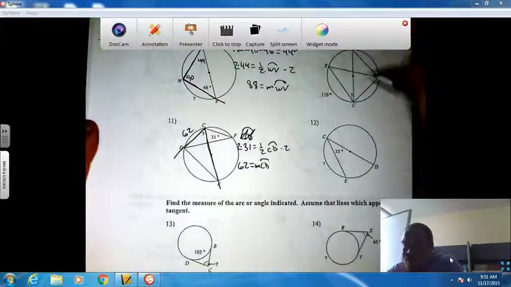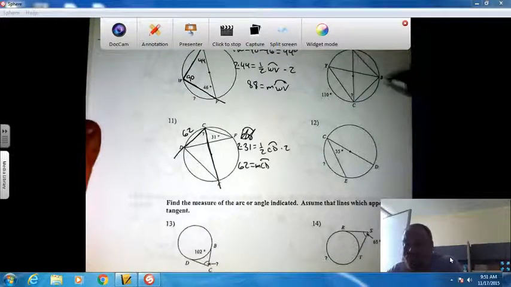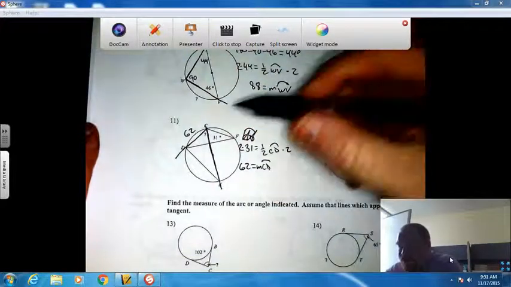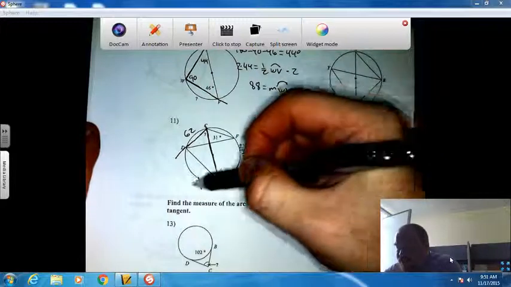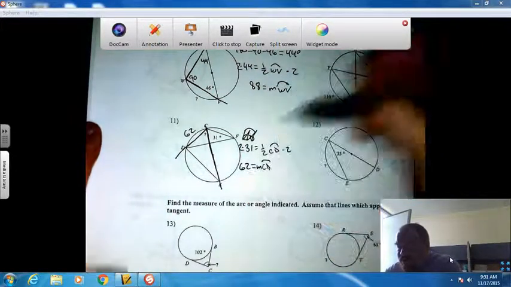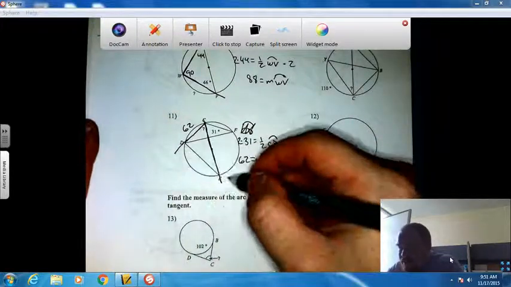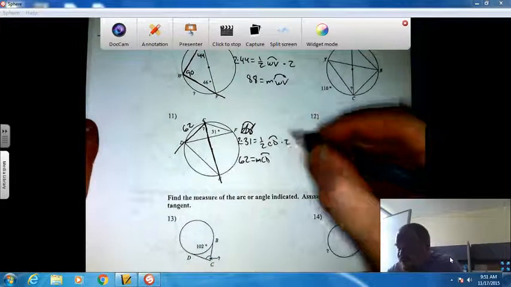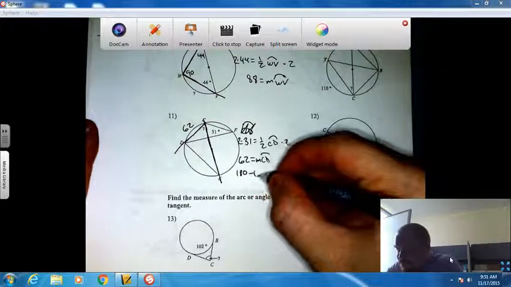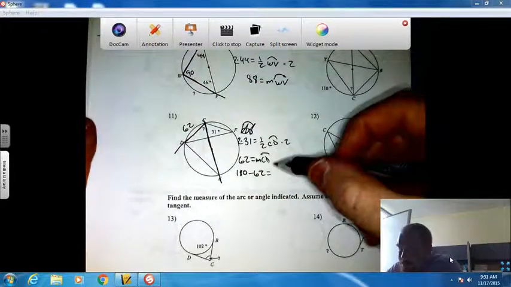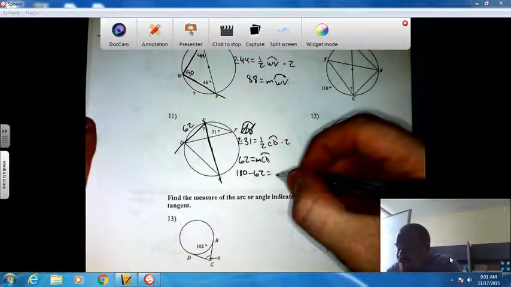Now, that may not seem very helpful, but here's what I do know. I know that this is a diameter. So I know that this side of the circle is 180 degrees. So if I do 180 minus 62, that'll tell me the measure of this arc. Okay. And that gets me 118 degrees.